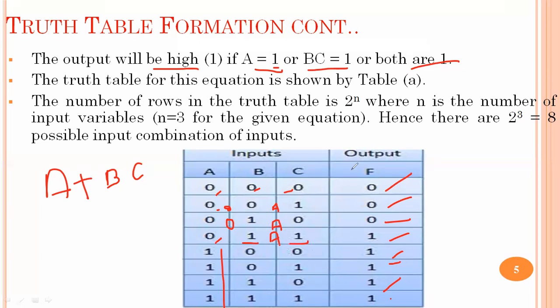The number of rows in the truth table is 2 raised to power n, where n is the number of input variables. So we can figure out how many rows will be there in a table. It will always depend upon the number of variables used in it, and hence 2 raised to power 3, as 3 variables are used, equals 8 possible input combinations. Clear?